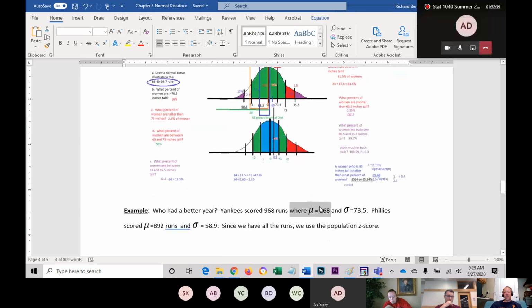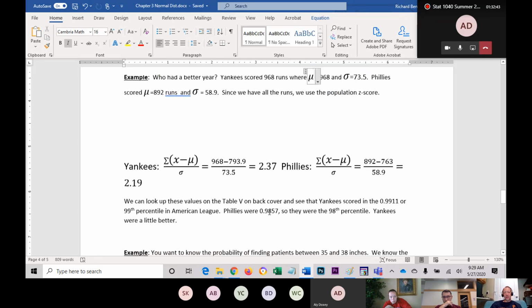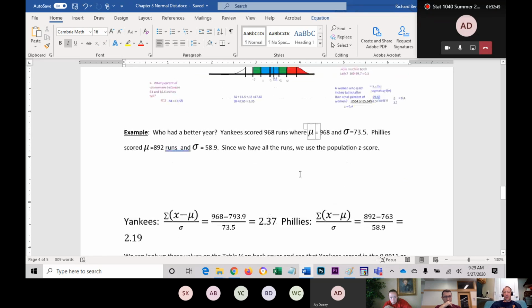You know what? There's some data missing here. The Yankees scored. Oh, you know what? These are wrong. These values are wrong. I can tell. I gotta write this. And 763.